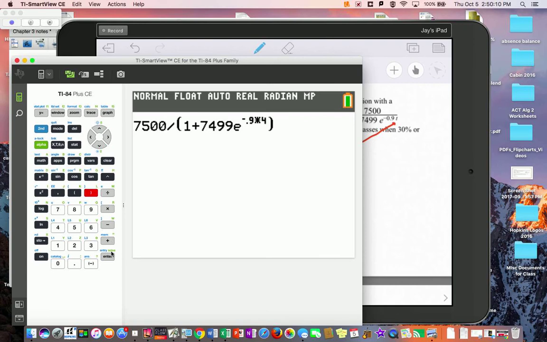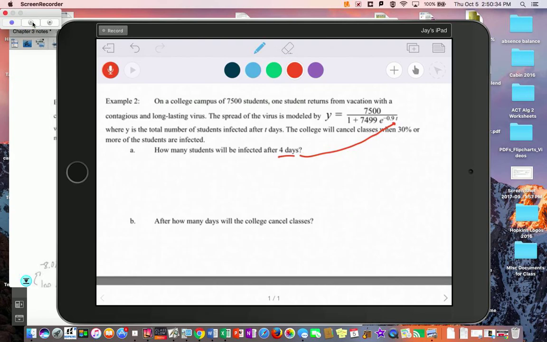So that's what the expression looks like. And after 4 days, there'll be about 36 people that will be sick. So after you plug that in, about 36 students are sick. Now the last one is, after how many days will the college cancel classes?